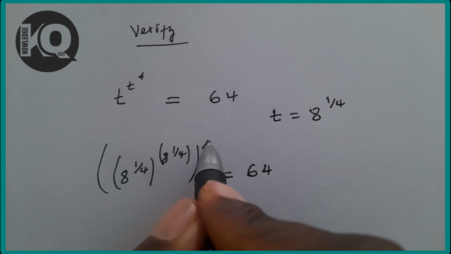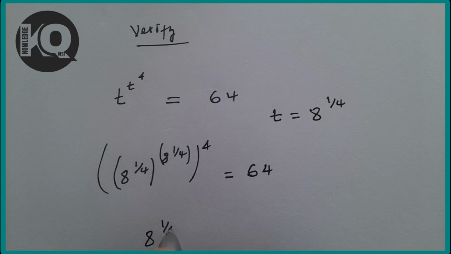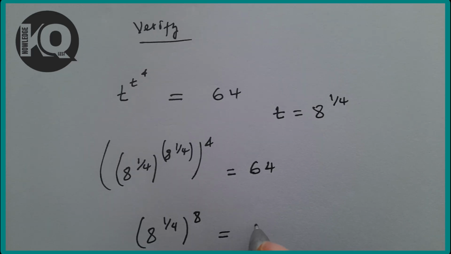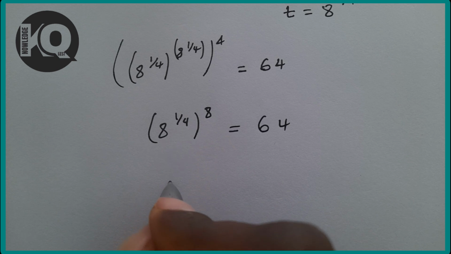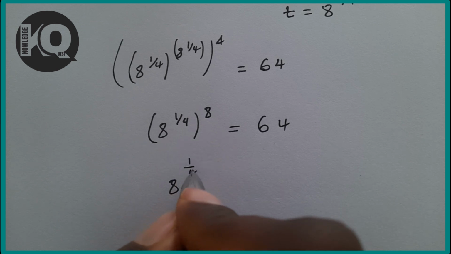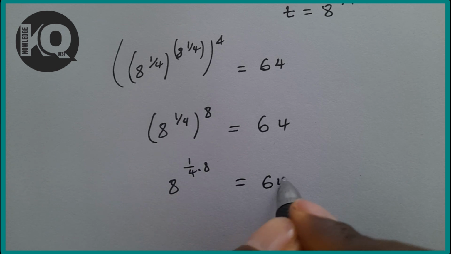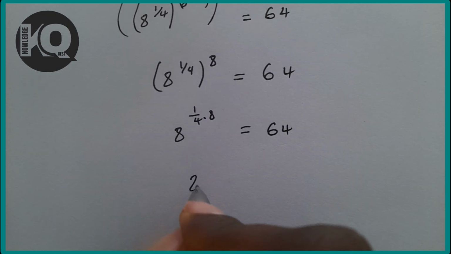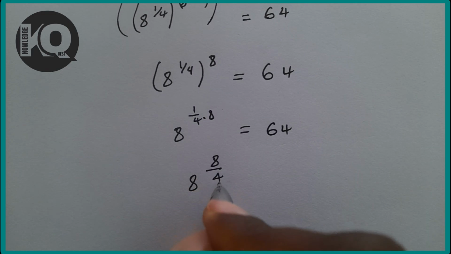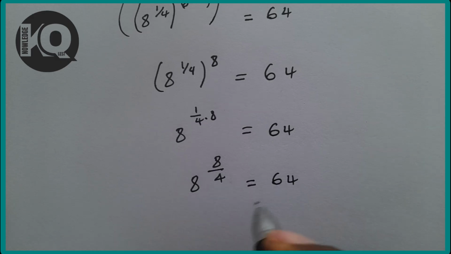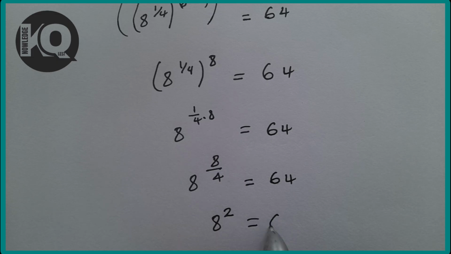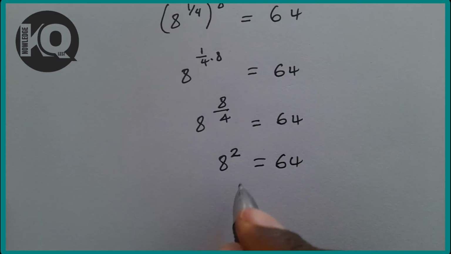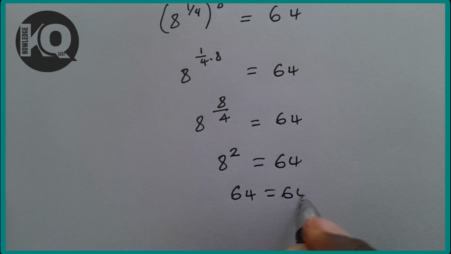So when we multiply this, 8 power of 1 over 4 times 4, which is equal to 64. So 8 power of 4 over 4, which is equal to 64. So 8 power of 1, it is 8, which is equal to 64. So 8 square is equal to 64, which is equal to 64.